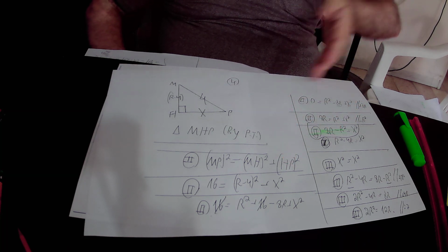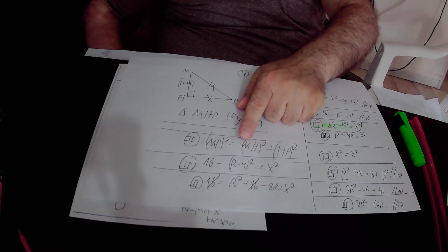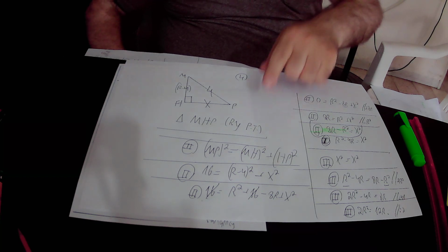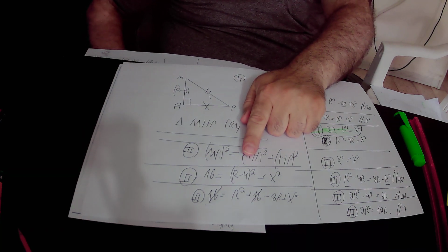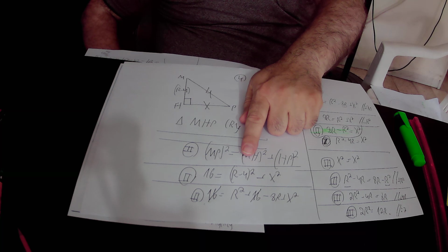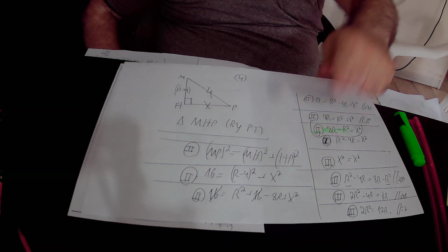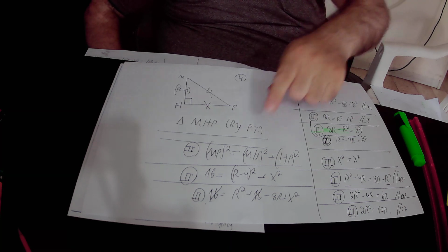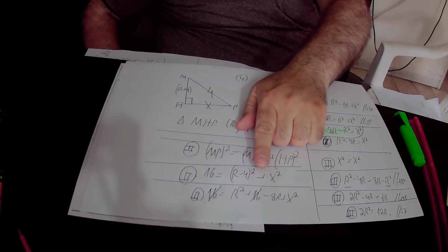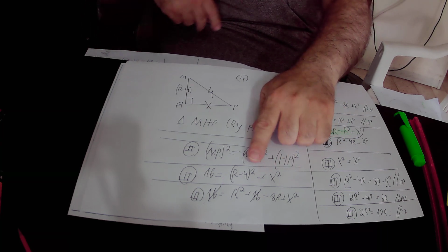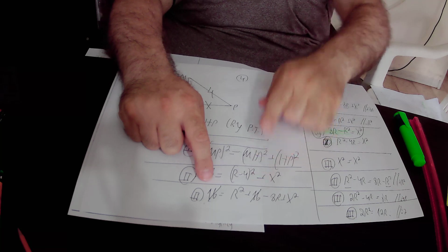So in conclusion, according to equation number 2, 16 equals capital R minus 4 squared plus x squared. We open the brackets on this side of the equation: R minus 4 squared is R squared plus 4 squared, that is 16, minus 2 times R times 4, that is minus 8R, plus x squared. So 16 equals R squared plus 16 minus 8R plus x squared. We have 16 on both sides of equation number 2, so 16 will get cancelled.